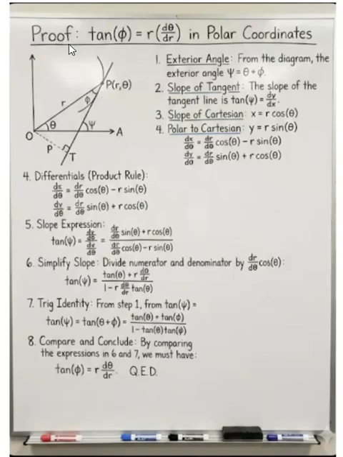Let us start our discussion on the proof of tan phi is equal to r into d theta by dr in the polar coordinate system. But before going to this proof, we should understand what is meant by the polar coordinate system, and the difference between the Cartesian coordinate system and the polar coordinate system.